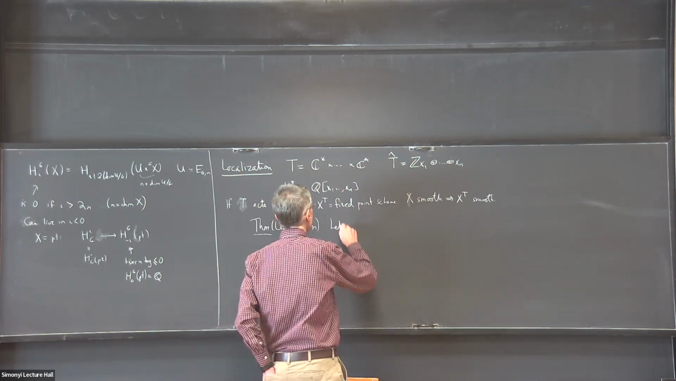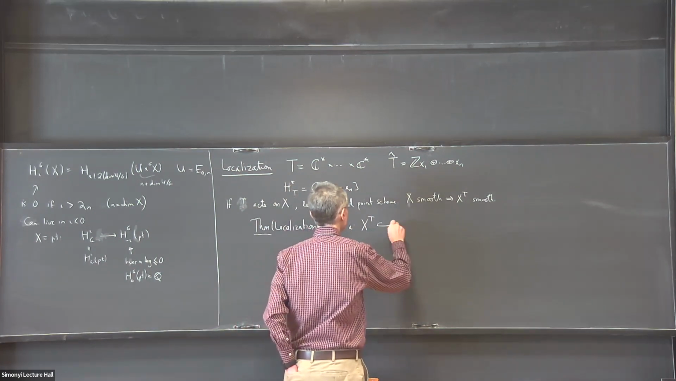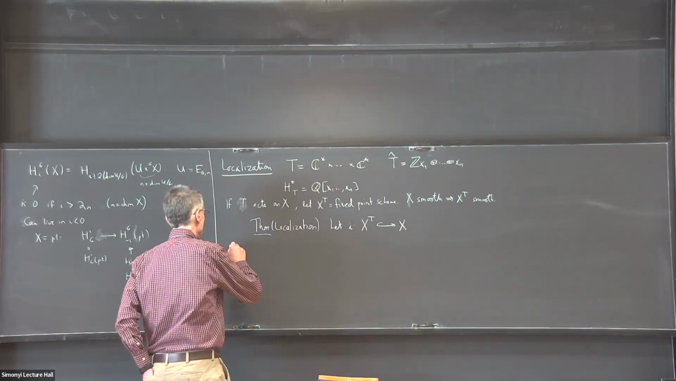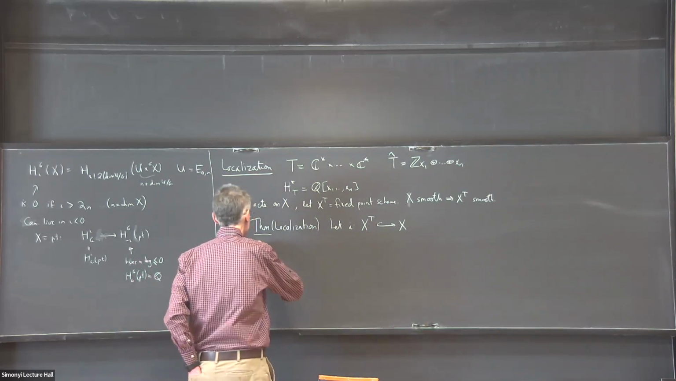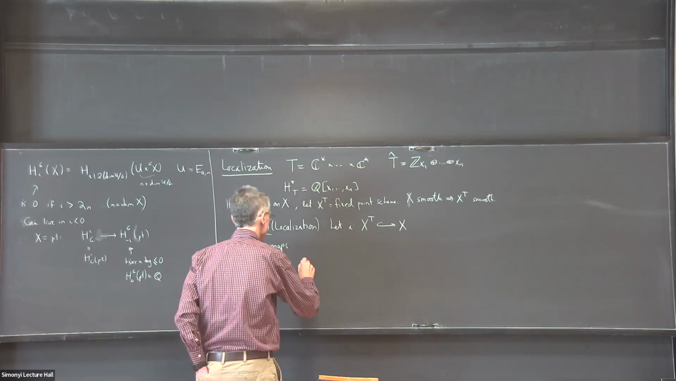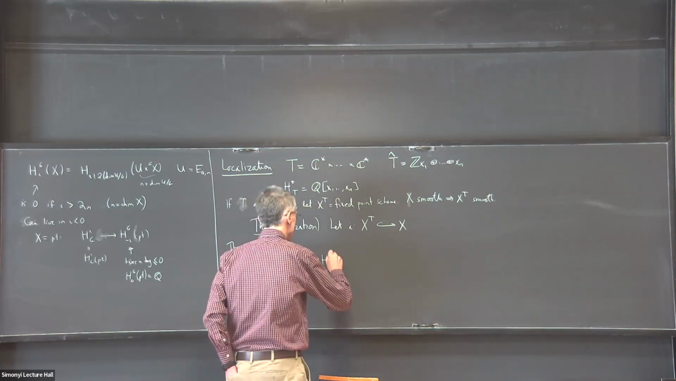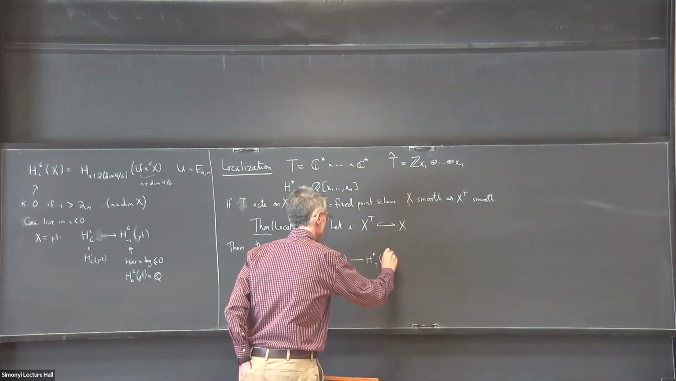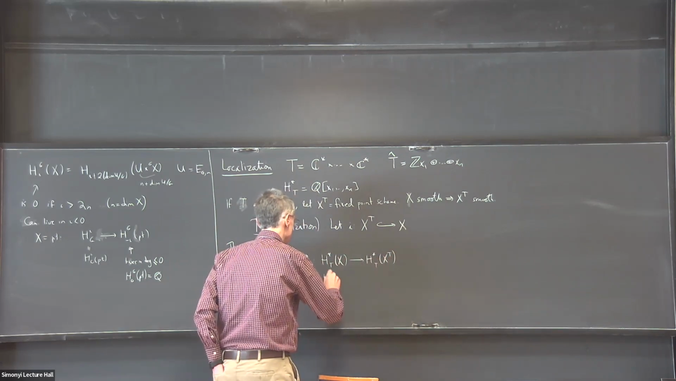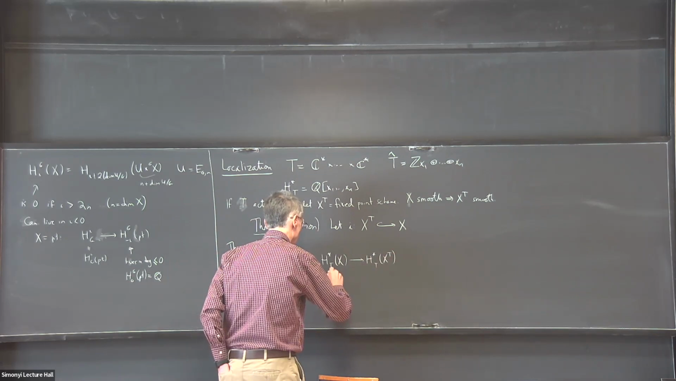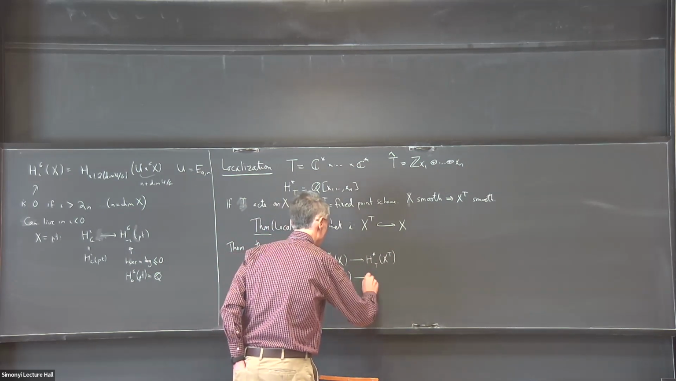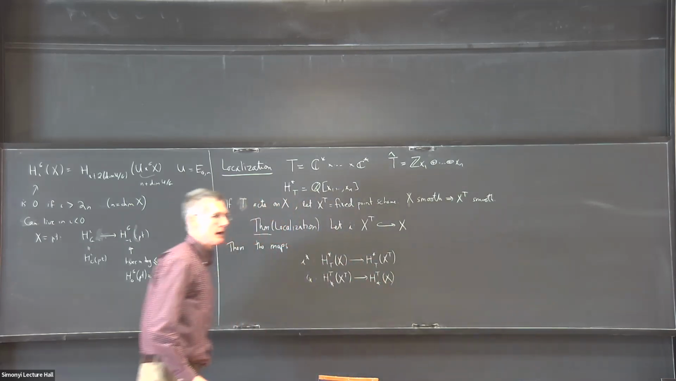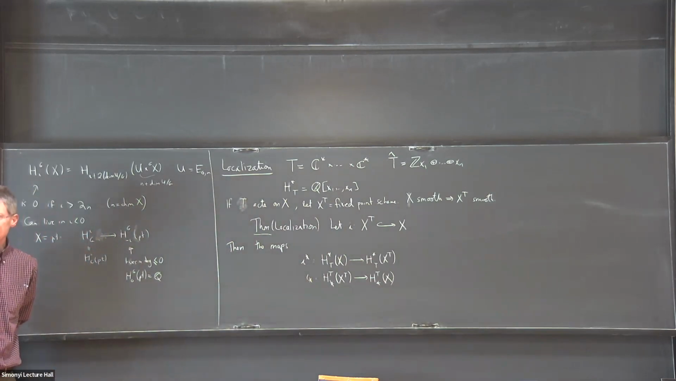So let i be the inclusion of the fixed point set X^T into X. And then we have two maps here: i^* from H^*_T of X to H^*_T of X^T, and i_* from H^*_T of X^T to H^*_T of X, in homology, and these become isomorphisms after inverting a finite number of elements in T hat.